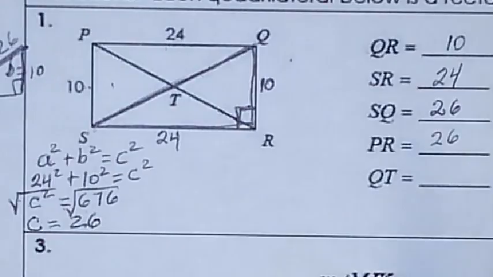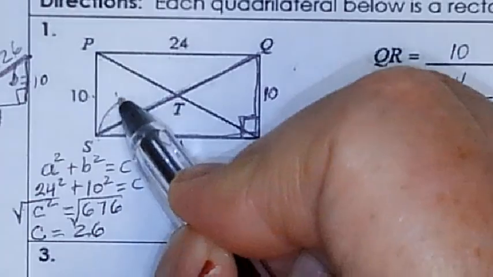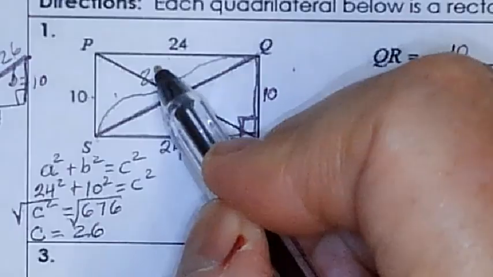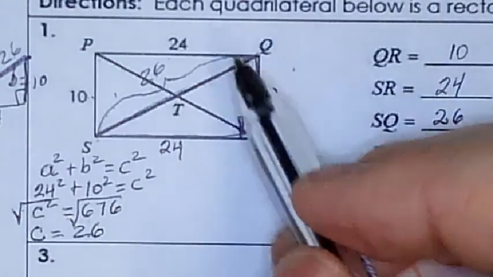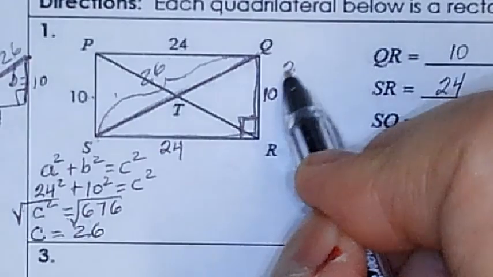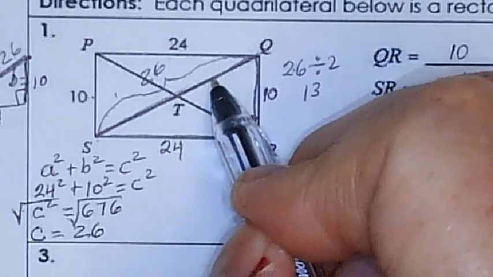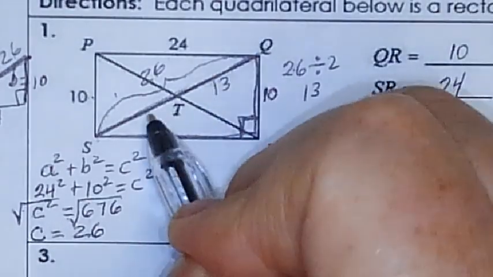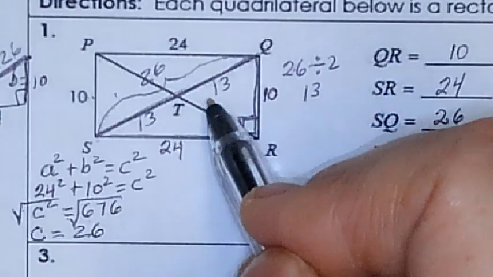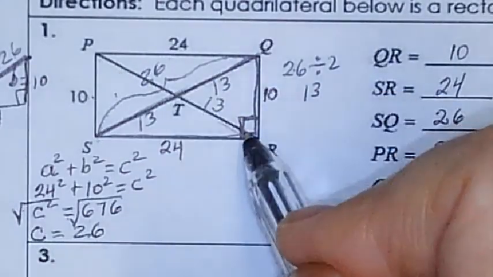Now, knowing that, listen to this. Please pay attention. Knowing that this diagonal is 26, and also knowing that the diagonals bisect each other, if you take 26 and divide it by 2, you get 13. So guess what this piece is? And guess what this is? Yep. And not only that, but since both diagonals are equal and bisected, that's 13 from here to here, and this is 13.